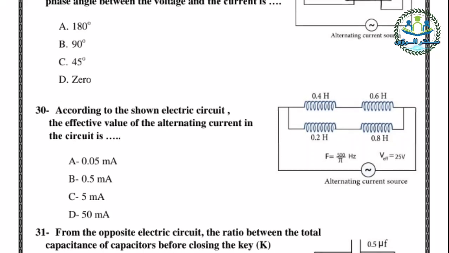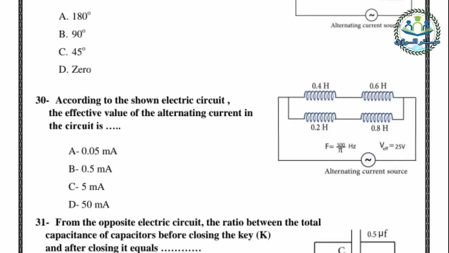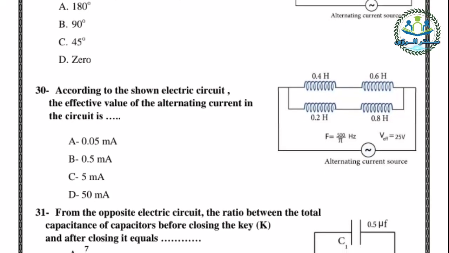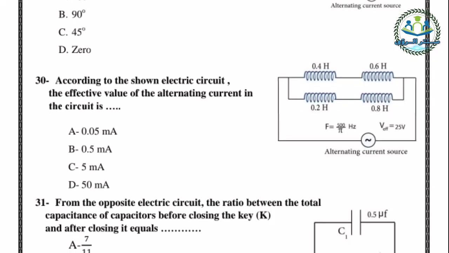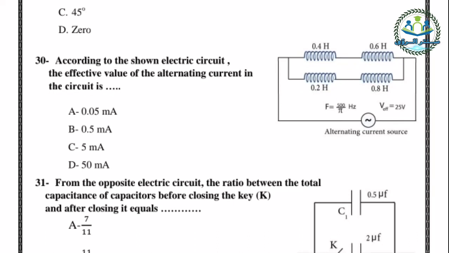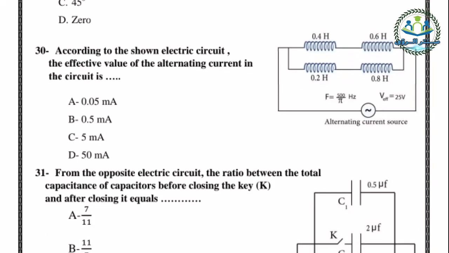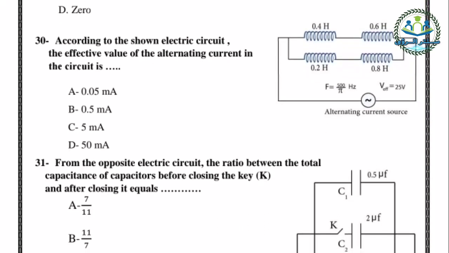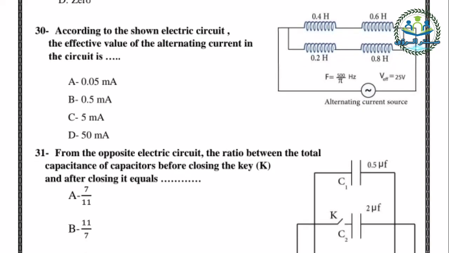30. According to the shown electric circuit, the effective value of the alternating current in the circuit is... A) 0.05 mA, B) 0.5 mA, C) 5 mA, D) 50 mA.